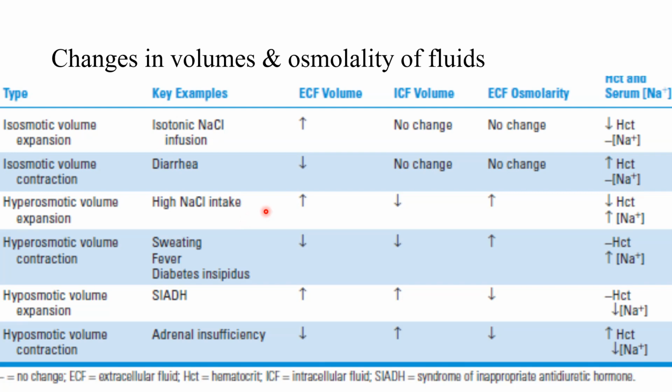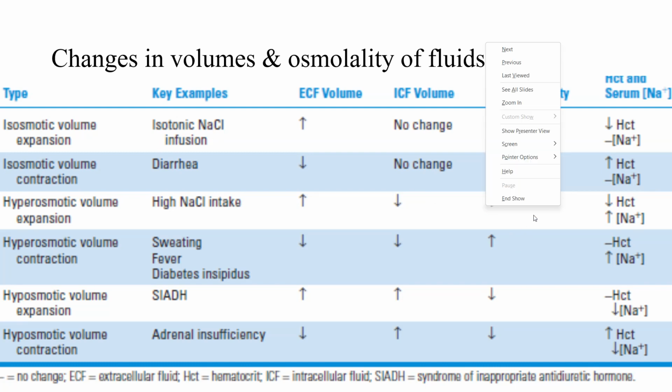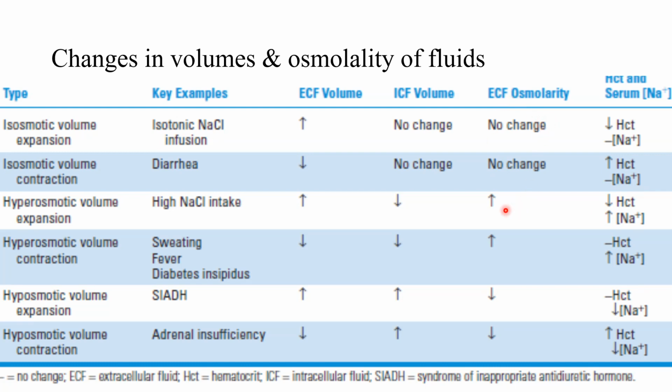High sodium chloride intake means you are taking a hypertonic solution. What will happen? The extracellular fluid becomes more concentrated, right? That will draw out the intracellular fluid also, so intracellular volume will decrease here. Extracellular fluid volume is increasing because it is dragging the water from intracellular. Then extracellular fluid osmolarity will increase, right? Hematocrit decreases because you are taking sodium chloride, right? Decrease in hematocrit value, it is getting more diluted.